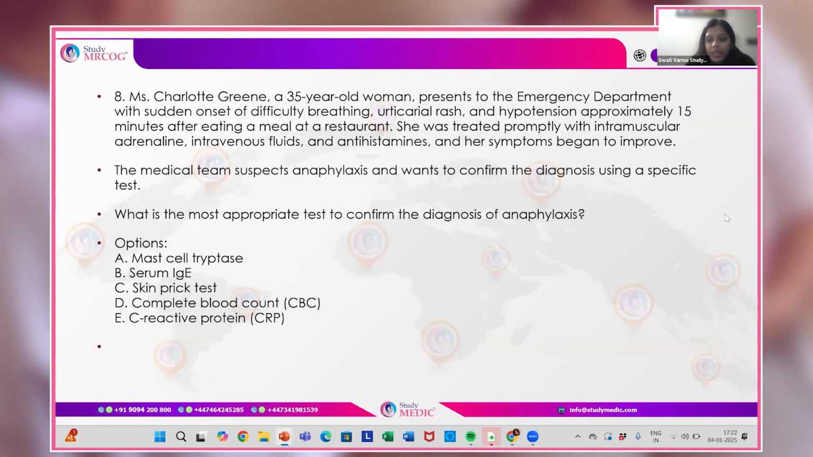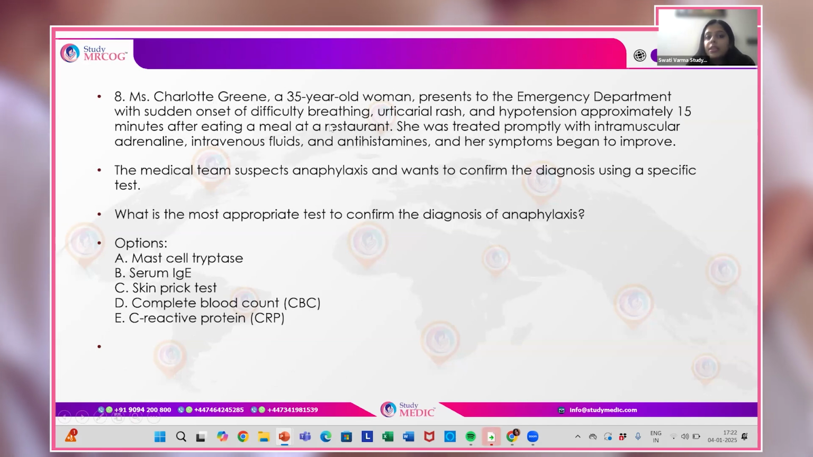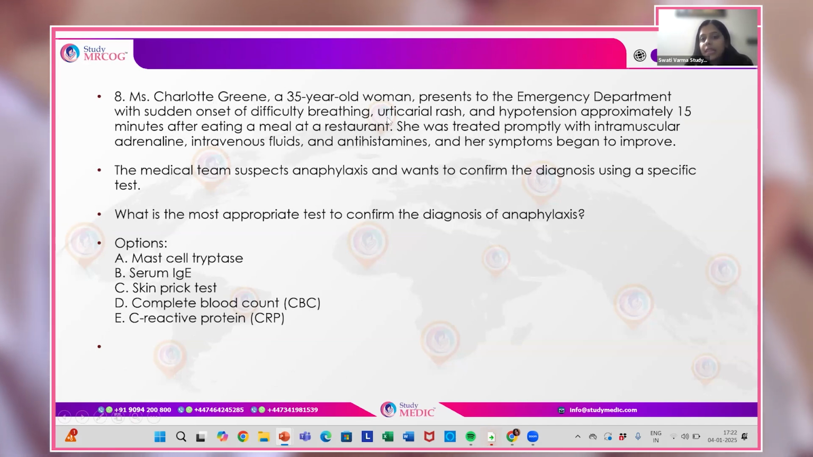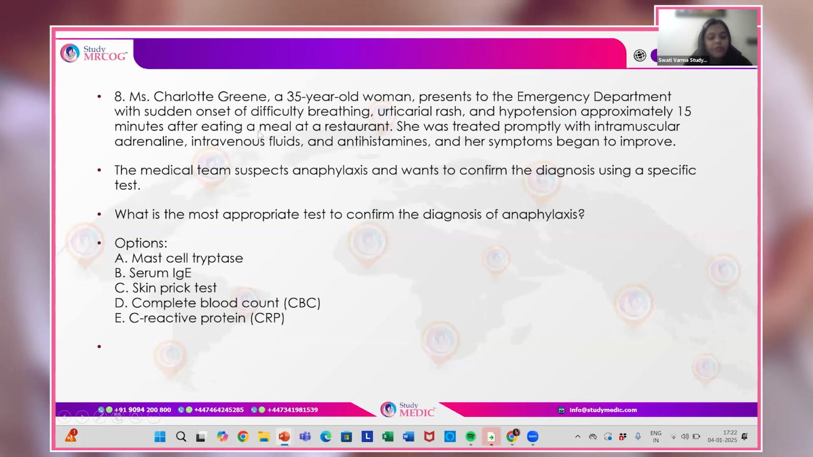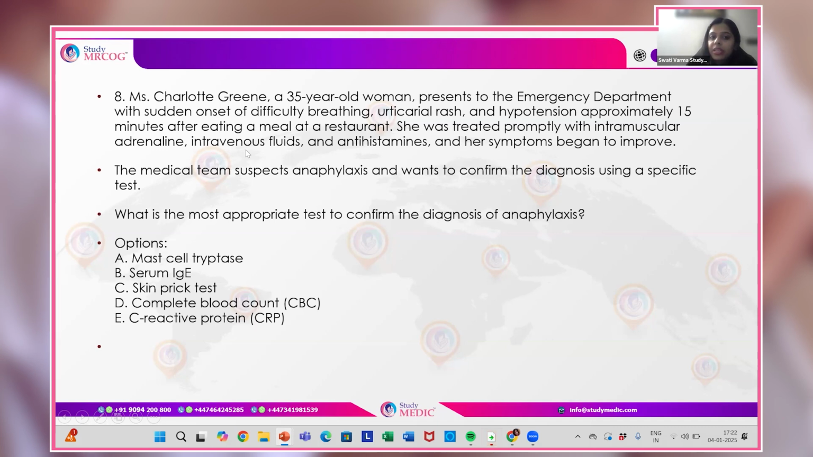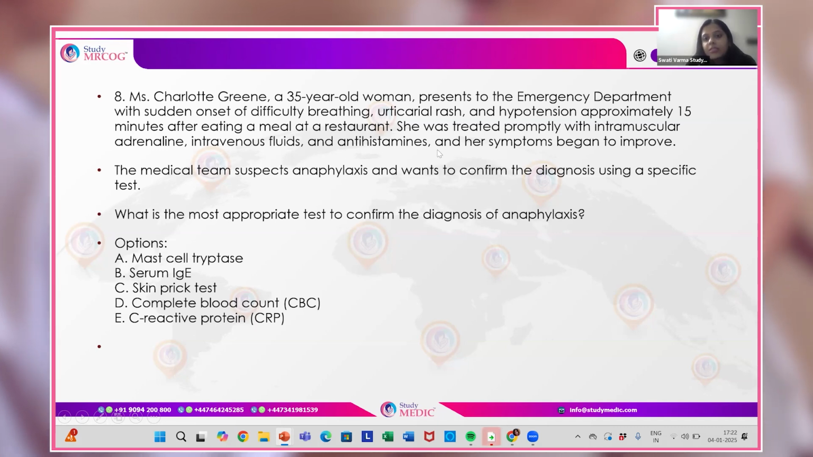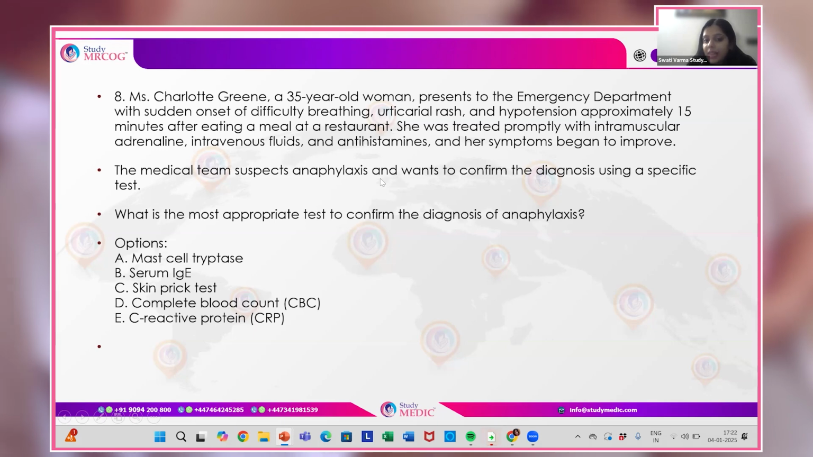Now, coming to the 8th question. Miss Charlotte Green, a 35-year-old, presents to emergency with sudden onset of difficulty breathing, urticarial rash, and hypotension, approximately 15 minutes after eating a meal at a restaurant. She was treated promptly with IM adrenaline, IV fluids, and antihistamines, and her symptoms began to improve. Now, the medical team suspects anaphylaxis and wants to confirm the diagnosis.